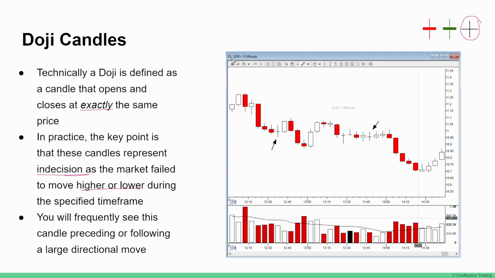So you can see that over here. This is a 5-minute chart of SoFi. You have a doji candle followed by a strong move up. Then you have a series of doji candles over here followed by a very large move down. So again, the key takeaway is that dojis represent indecision.